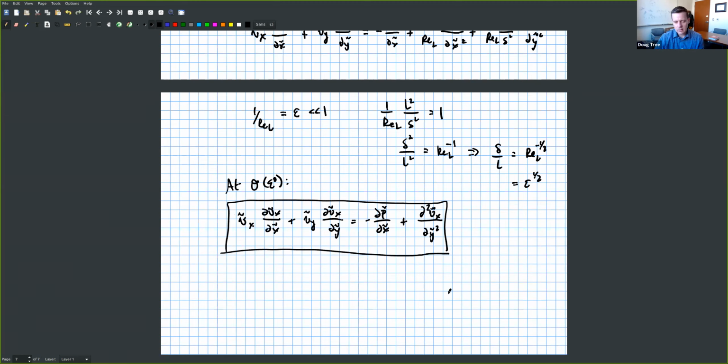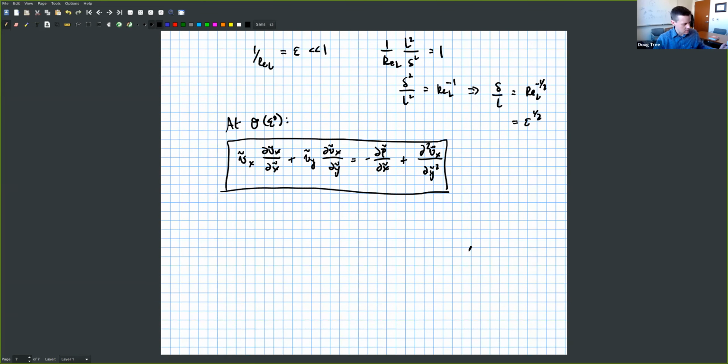Okay, and I can write it again with units. So if I put the units back in, the units are Vx dVx dx plus Vy dVx dy is equal to minus 1 over rho dP dx plus nu, which is mu over rho, d squared Vx dy squared. Okay, so that's with units again.